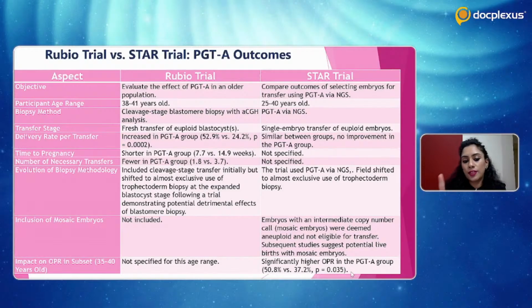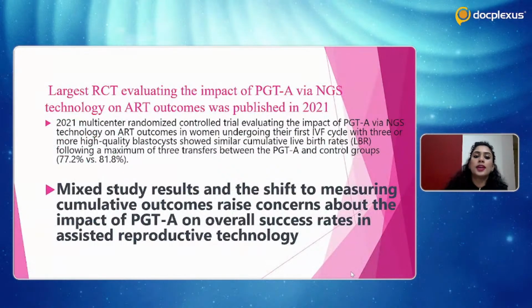But in the 35 to 40 group, there was a higher ongoing pregnancy rate in the STAR trial. Now, this is the largest RCT evaluating the impact of PGT-A via NGS technology on ART outcomes, and was published in 2021. It was a multi-centric RCT evaluating the impact of PGT-A via NGS technology, in patients undergoing their first IVF cycle with 3 or more high-quality blastocysts.